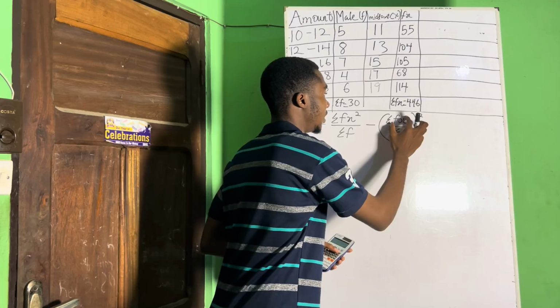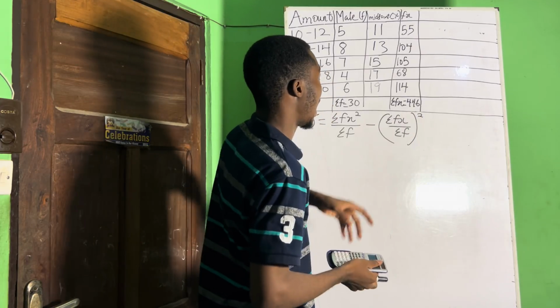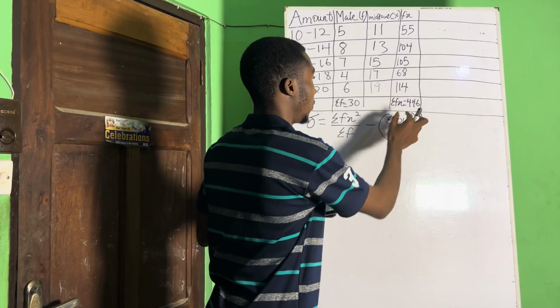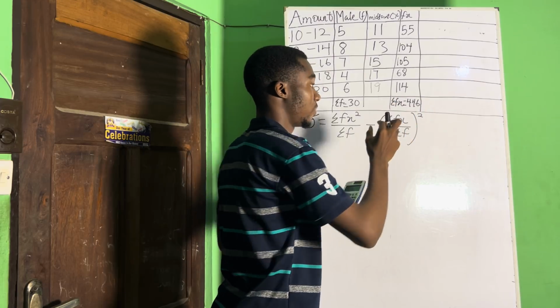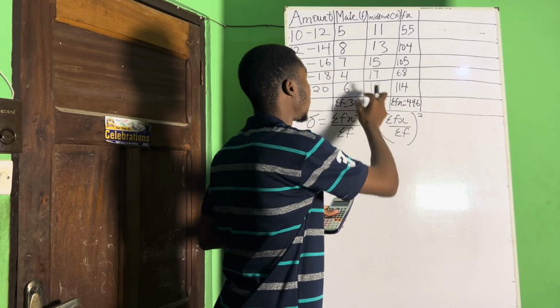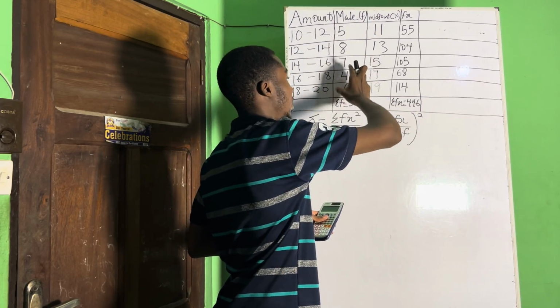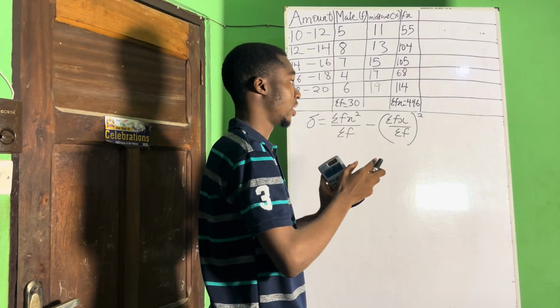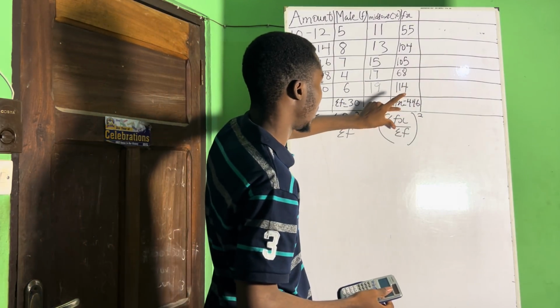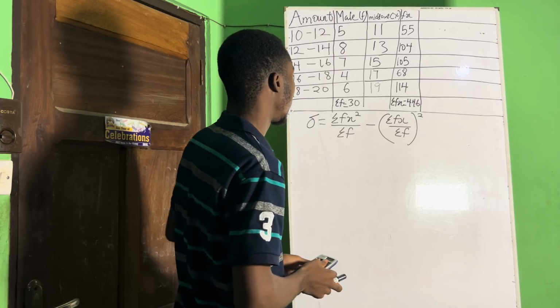Here I realized that we'll need sigma fx. That's why I added all the fx values. Then we got the 446. You get it? Sigma means total. Here I realized that you need sigma f. That's why I added all the f values. You get it? So sigma means all of them, the values. So now we found sigma fx. We found sigma f. Now what else do we need?